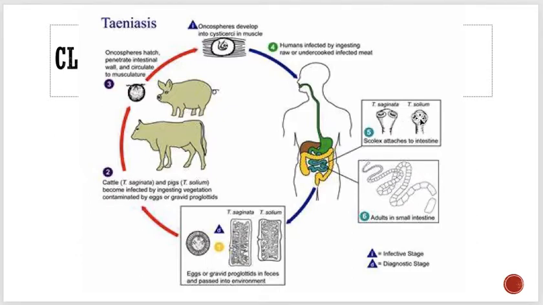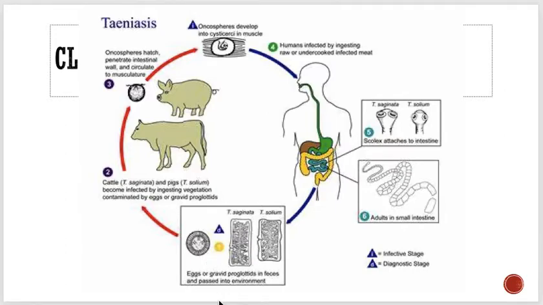Saginata doesn't have the hooklets, and this one has the hooklets, and the adults are in the small intestine. So the story starts from the eggs or gravid proglottids in feces that pass into the environment. And what are these proglottids? They are less than 1,000 in number, and they resemble those of, both of them are almost the same.